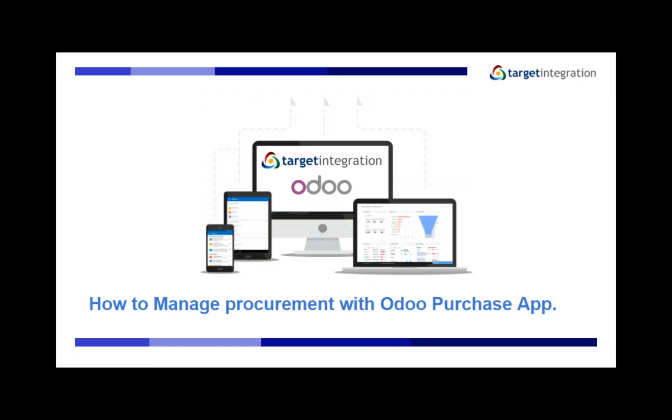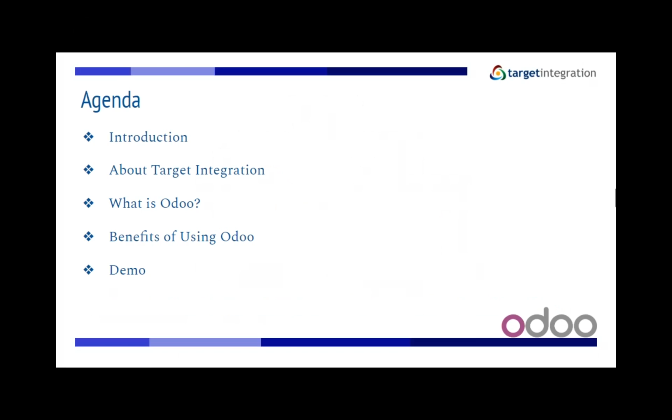So today we're gonna have another webinar from our series of webinars on Odoo. Today's webinar is on how we can manage procurement with the Odoo Purchase App. So the agenda for the day: we'll have a brief introduction about ourselves, followed by a brief about Target Integration, what is Odoo, some of the benefits of using the Odoo system, and then we'll move forward toward the demo of the system.